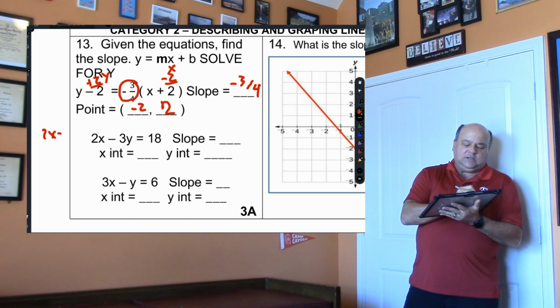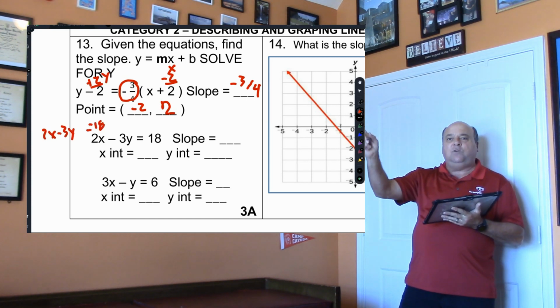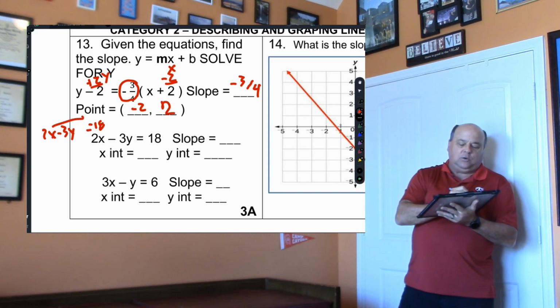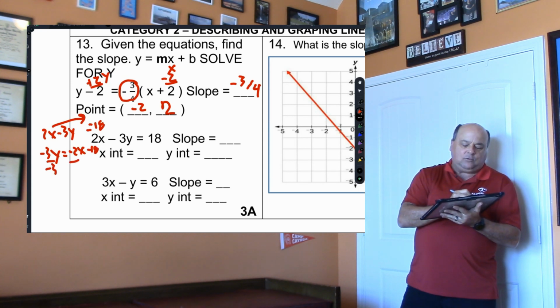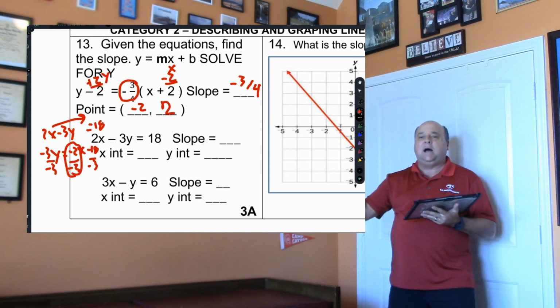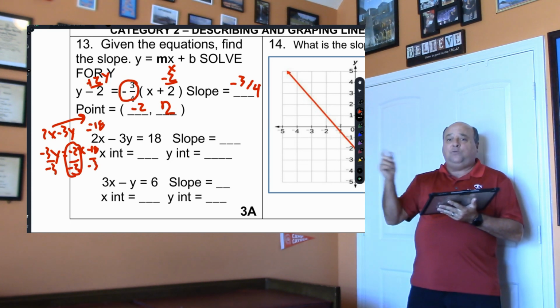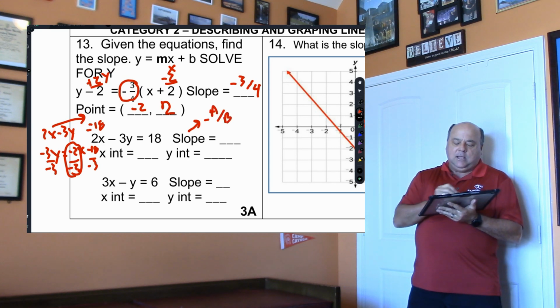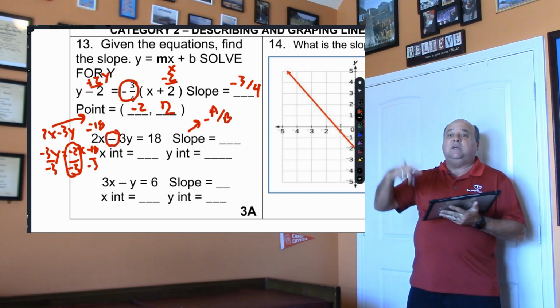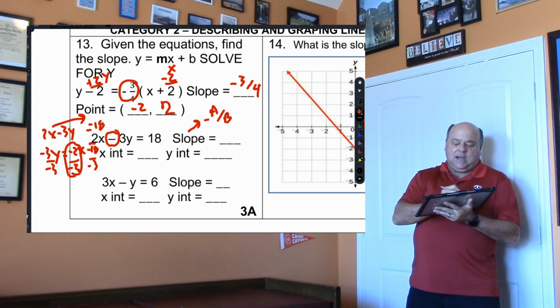So we have 2x minus 3y equals 18. Remember, the x flips, the y goes on the bottom. So if I flip this x, I'm going to get negative 2x minus 18, and then the negative 3 goes on the bottom. 2 negatives makes a positive. Remember, in this form right here, your slope is negative a over b. So this right here is negative. The opposite of a negative is a positive, and my slope's going to be 2 over 3.